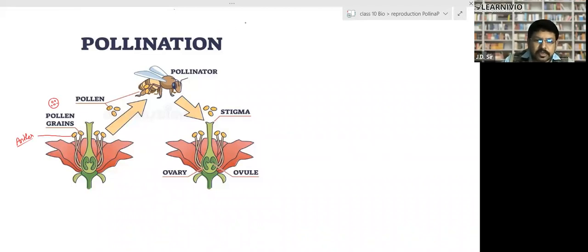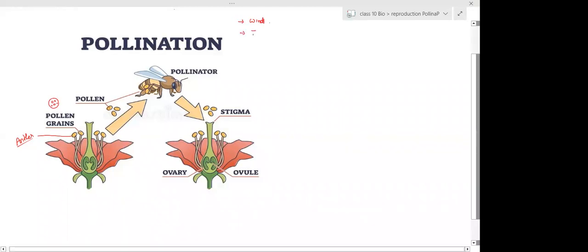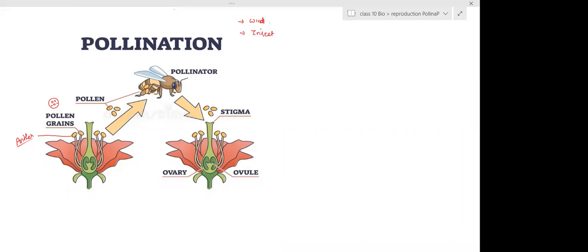So pollination mostly takes place through the wind, and through insects. It can take place through insects, wind, bats, and also through water. There may be various means through which pollination takes place.